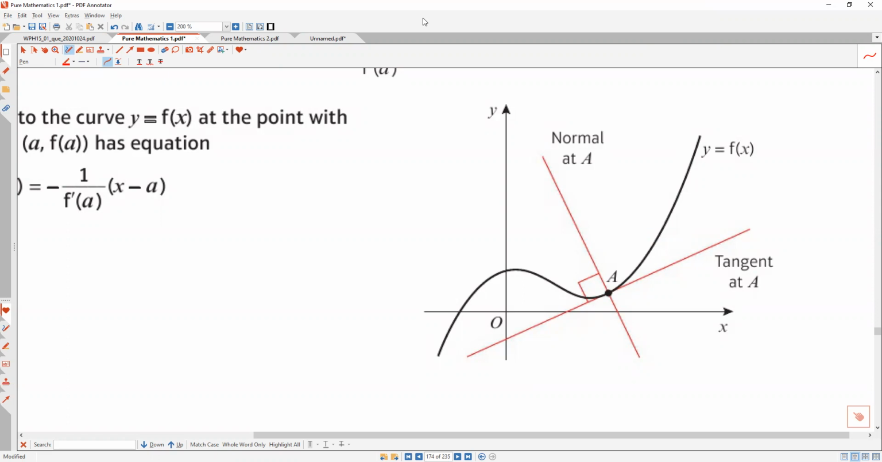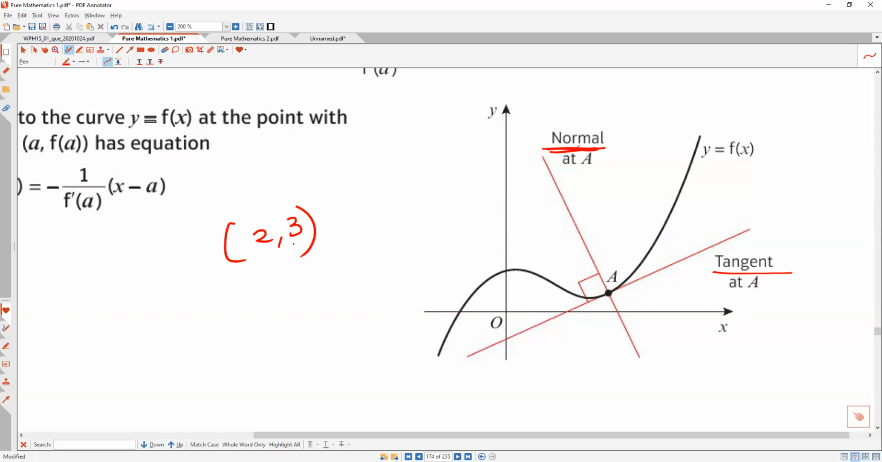So if you want to find the gradient of the normal, you need to find the gradient of the tangent. And the gradient of the tangent is equal to the gradient of the curve at that point. You have to remember that. So if I say find the gradient at 2,3, and at that point you drew a tangent, the tangent gradient or curve gradient at that point is going to be the same.